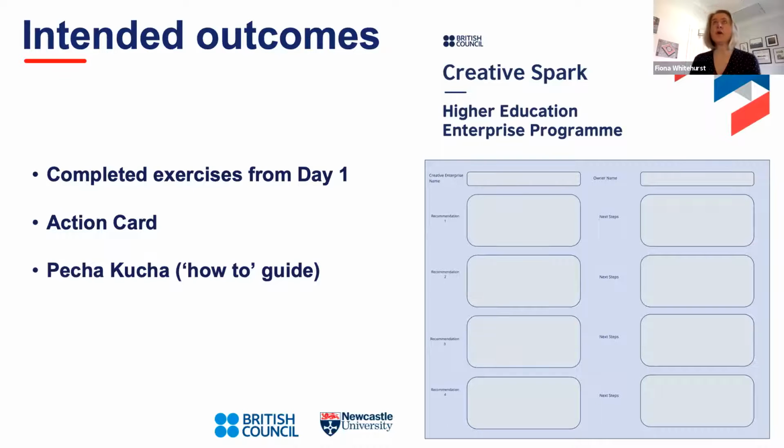Coming back to what the intended outcomes are for the businesses, because we'll talk about how you try and engage them, or how we've tried to engage them. One of the things that we say to them that they will get is the completed exercises from day one. So they'll get a values exercise, they'll get the canvas. They'll also get an action card, which will give the students' recommendations. So one of the things we encourage the students to do is to come up with recommendations that they can suggest to the business, and the next steps that the business would need to take. And then, as we mentioned, they also get the Pecha Kucha. And as Paul says, we're always blown away with the standard of the Pecha Kuchas, and generally the engagement from the students.